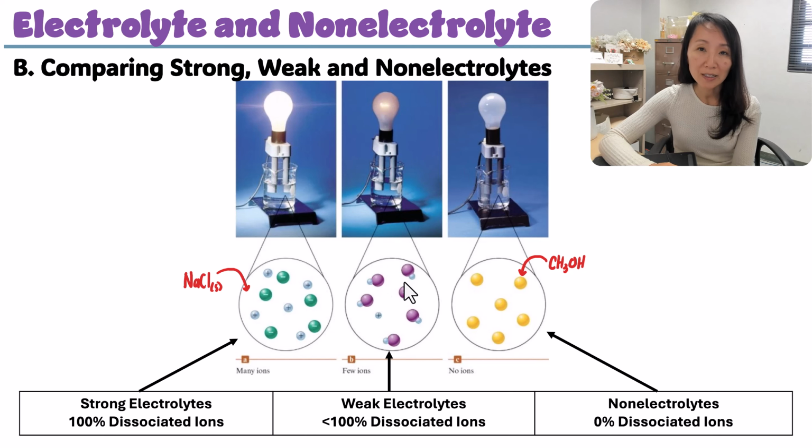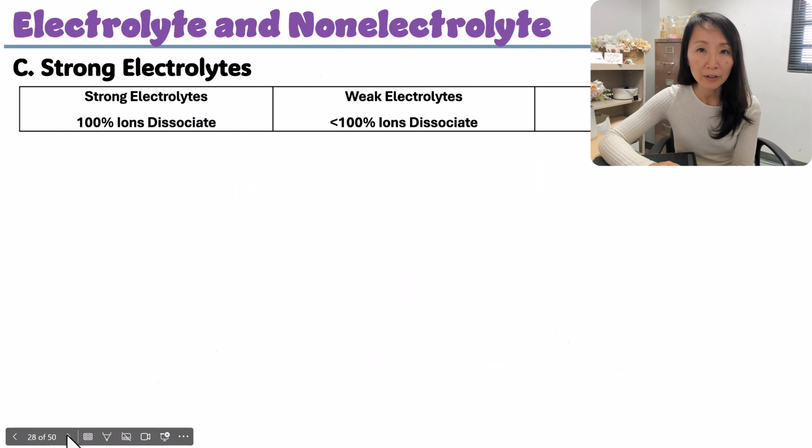Weak electrolytes are just like the strong electrolytes, but not all of them dissociate, less than 100%, maybe 20%, 10%. So you see the dim light there. But our main focus is on strong electrolytes. So how do we know if some substance is a strong electrolyte? What kind of categories do they fall under?